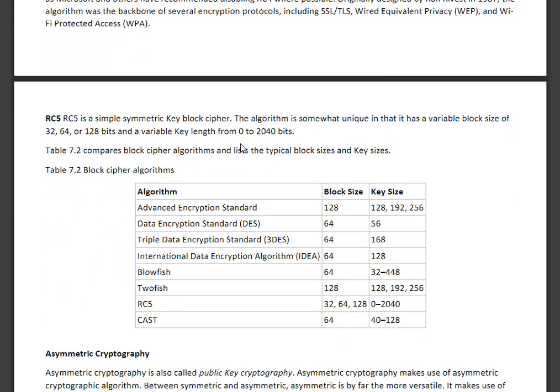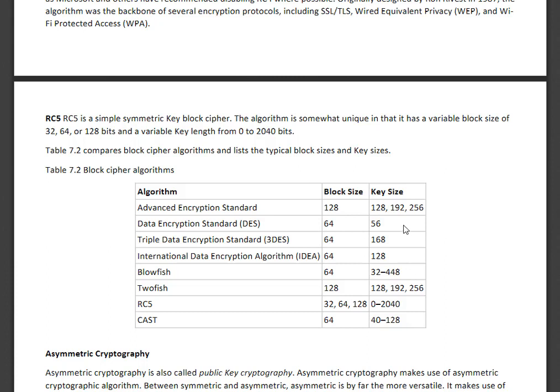If we look at our chart here, these are all block ciphers: AES, DES, triple DES, IDEA, Blowfish, Twofish, RC5, and CAST. All block ciphers. We're going to talk about the difference between a block cipher and a stream cipher in just a second. Note the various key sizes.